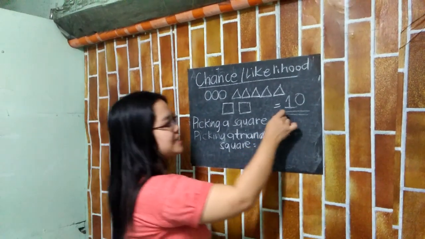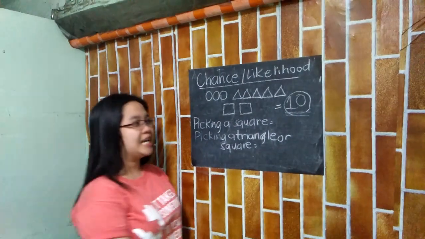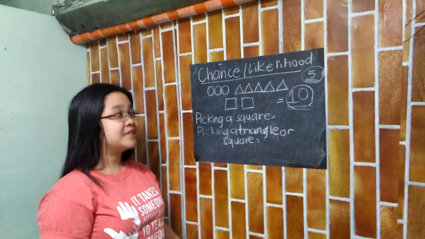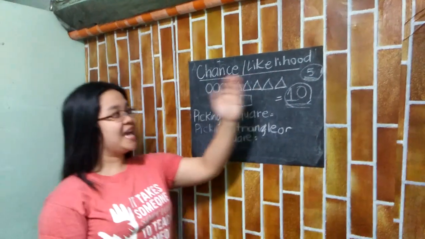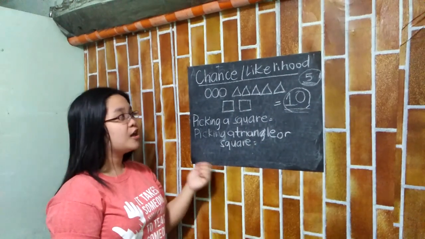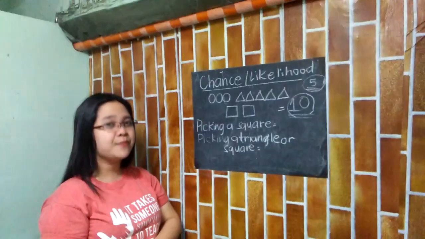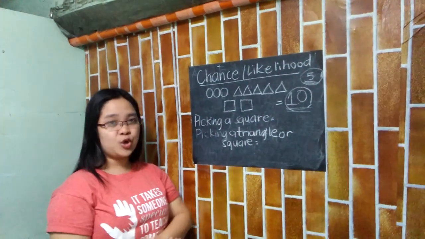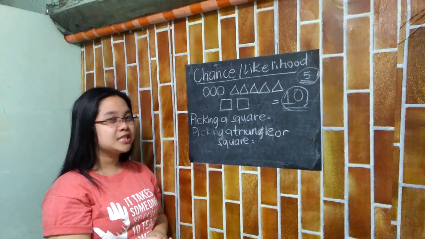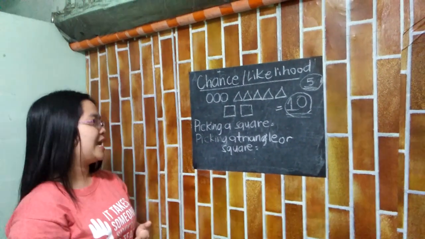Now, I want you to get the half of 10. So 10 divided by 2, that will be 5. So why did I ask you to get the half of 10? Because when we get the half of our possible outcome, we can describe what are the chances or likelihood of an event to happen. Remember, we classify them accordingly to these concepts: likely, unlikely, equally likely, impossible, and sure. So let's go back on how we can differentiate those chances or likelihood.